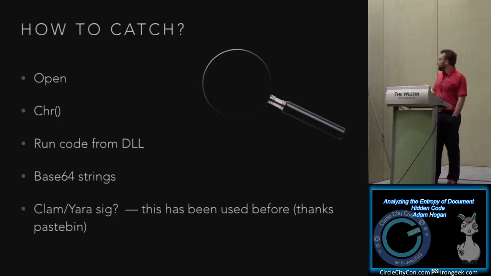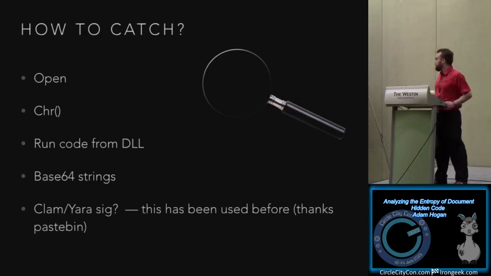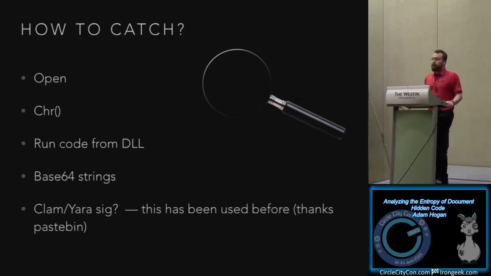You can see that it's running code from a DLL. Once you decode the stuff, it's calling other functions. We have base64 strings, which again, not necessarily malicious, but certainly a common way to obfuscate code. So kind of suspicious there. And again, we see a lot of the stuff that we use. There's, of course, always the possibility of putting together a ClamAV or a YARA signature to find this kind of stuff, because this stuff does get reused.